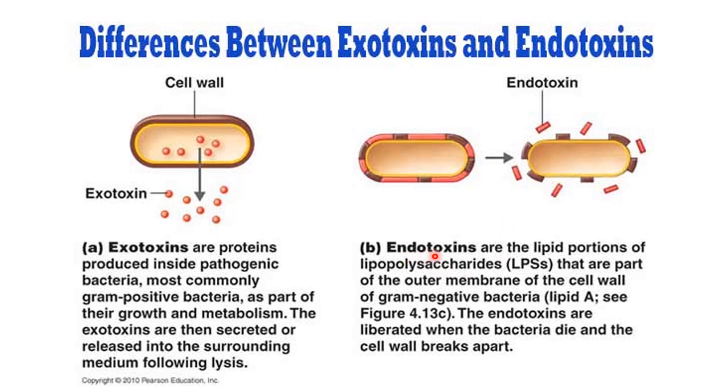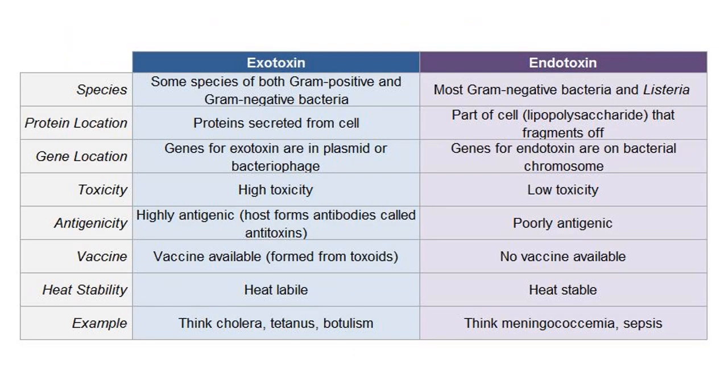Endotoxin, through the word endo, you can remember that it is a part of the cell itself. Endotoxins are lipid portions of the lipopolysaccharide, that is the LPS layer, in the outer membrane of their cell wall. So the endotoxins are liberated when bacteria die and the cell wall breaks apart, right? So you can remember the difference.